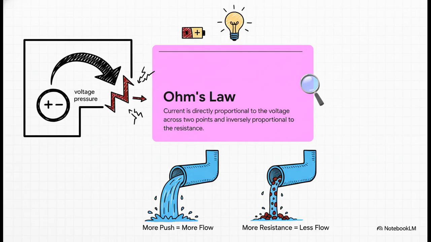voltage. So back to our water analogy, if current is the amount of water flowing, you can think of voltage as the pressure that's pushing the water through the pipe. More pressure, more flow. It's that intuitive. And Ohm's law basically says that the current you get is directly related to that push, the voltage, but it's held back by the resistance. That's it. More push means more flow, more resistance means less flow.